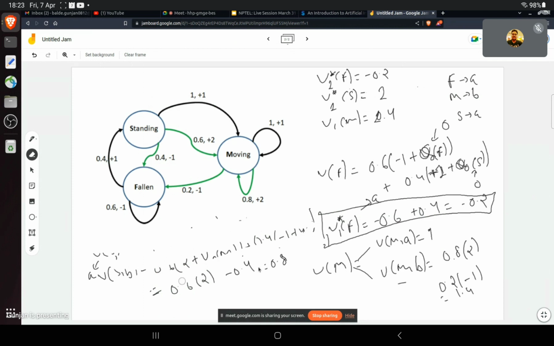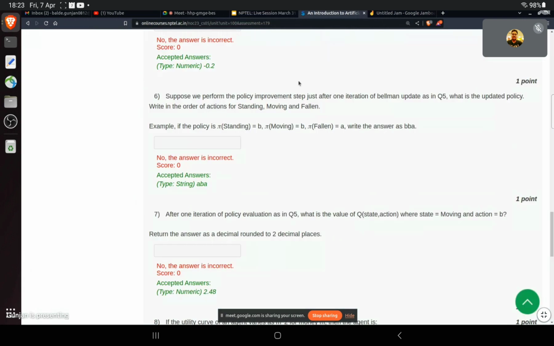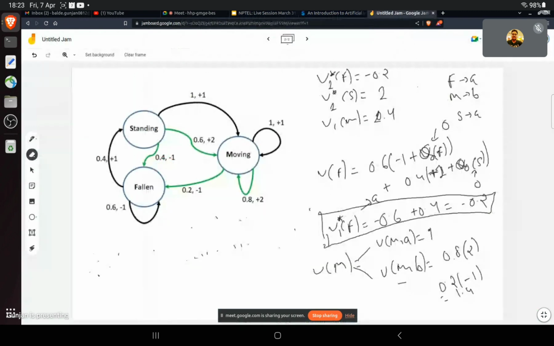Now it is asking me to compute a, just give me a minute. Why is the eraser not big enough? The question asks you to give the Q value of moving comma B. So it is basically asking for the Q value of M comma B, right? So what will the Q value of M comma B be?